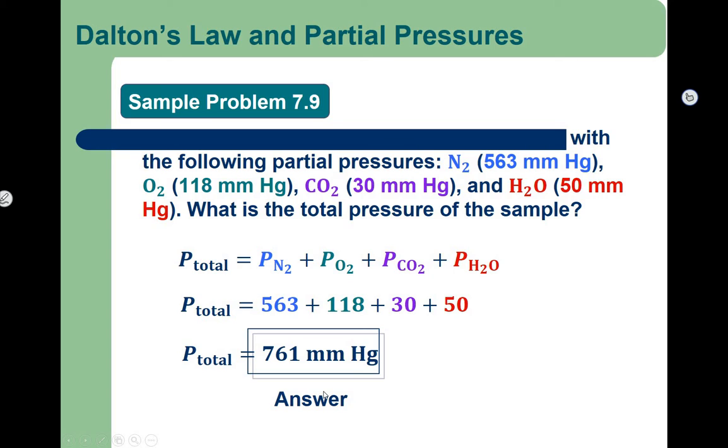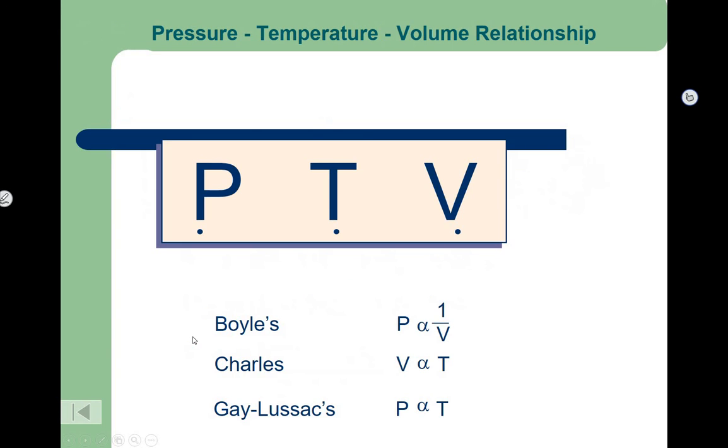Now, a variation of this would be, here's the total pressure, here's all these partials. I don't know what the pressure of this one is. Find out what it is. So add up all the partials, subtract it from the total, and you've got what's left over. Right? So this one is really easy.